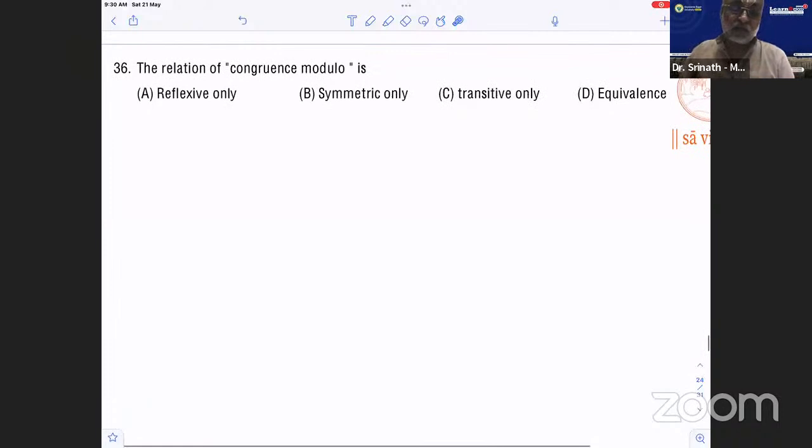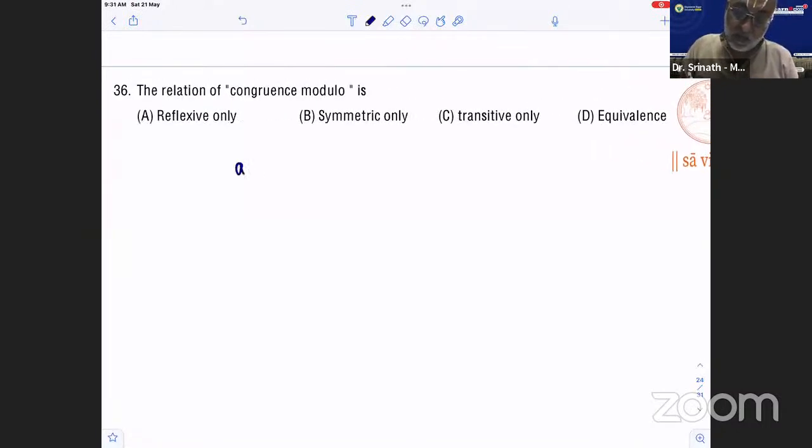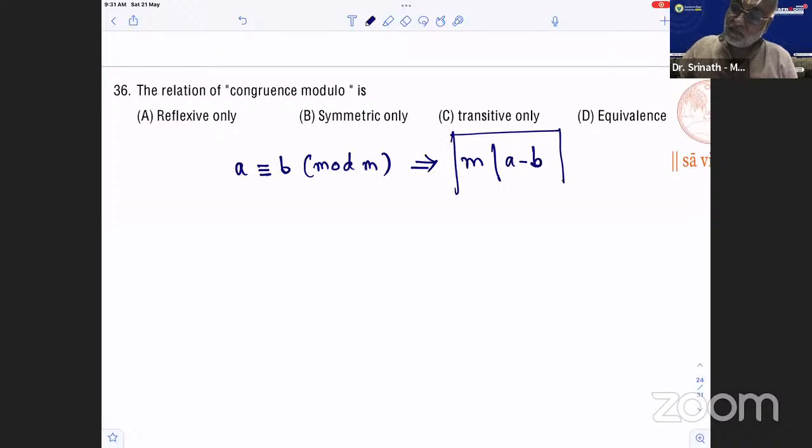There's a question here called congruence modulo. I would like to give a little light on this because it is a new concept. This is not there in your NCERT. Whenever we write something like this, a is congruent to b modulo m, the meaning is that m divides a minus b. This is the meaning of this.